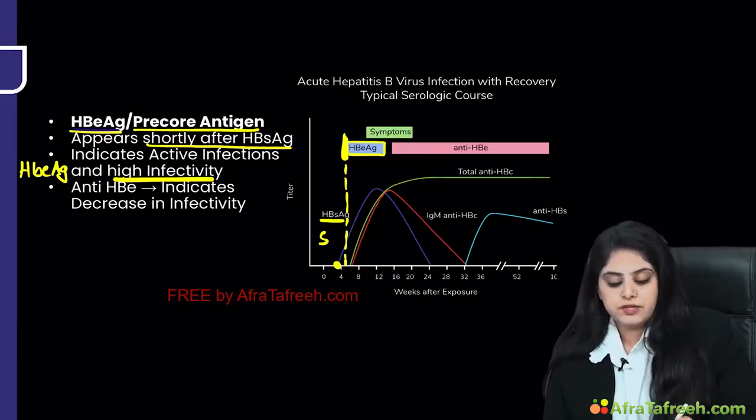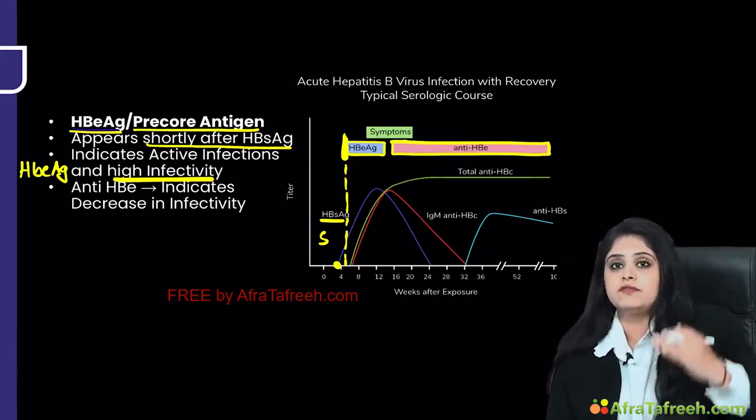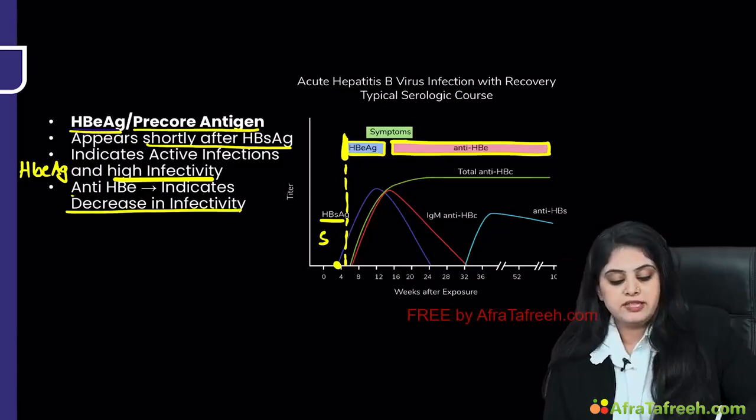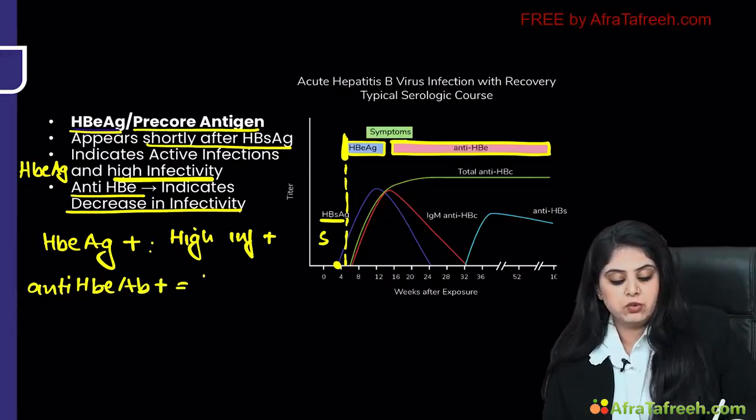And once it goes away, its antibody will come. Once the antibody has come, it means we are in the recovery phase, protection phase, so the infectivity has gone down when the antibody comes. So simple, if I give you a report in which HBE antigen is positive, you will say, oh, it is hepatitis, but it is very infective. Versus I give you a report in which anti-HBE antibody is positive, you will say that, oh, now the infectivity has gone down.